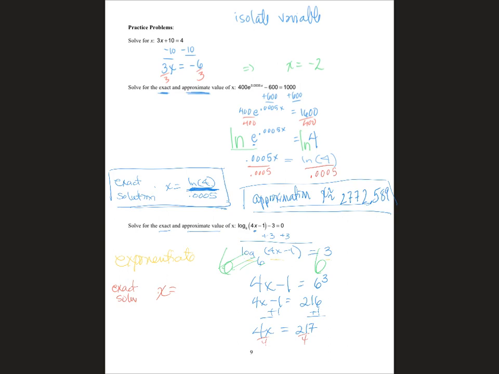X equals 217 divided by 4. And the approximate solution, if I were to perform the division, would be 54.25. Again, I can get an exact and approximate solution. Sometimes they're the same thing. If this had divided evenly, which, well, look, I see it does, they're the same thing.